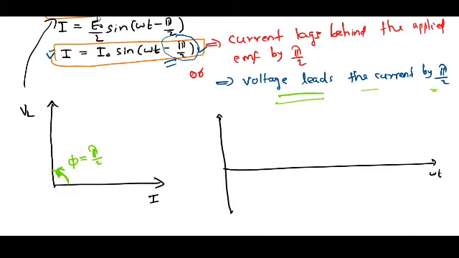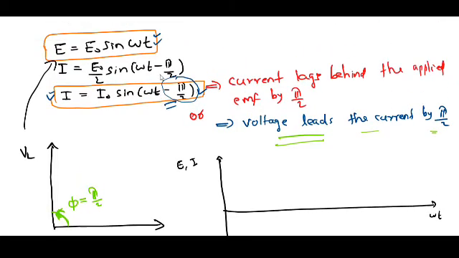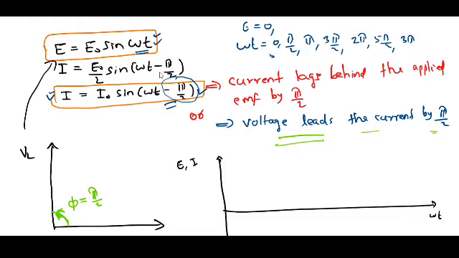Then if I plot the graph, this is omega t and this is the voltage or current. If you go back to the equation of the voltage, sine omega t has the values 0, pi by 2, pi, 3 pi by 2, 2 pi, 5 pi by 2, then 3 pi. For when omega t is equal to 0, the value of E is equal to 0. When omega t is pi by 2, the value of E is E0, and when omega t is pi, then again 0; at 3 pi by 2, this will be minus E0, and it goes on.